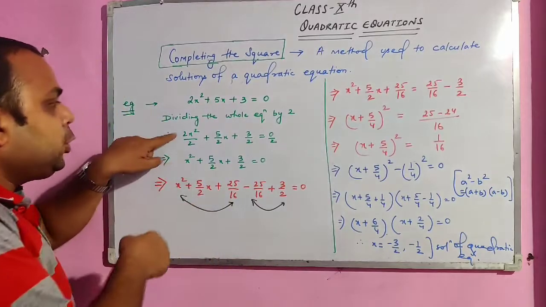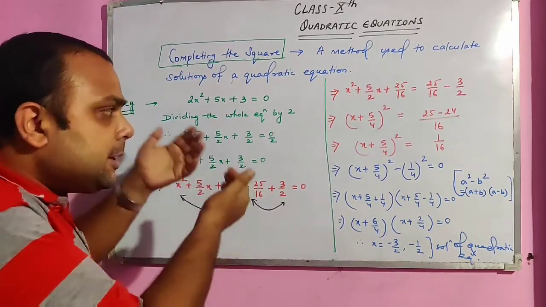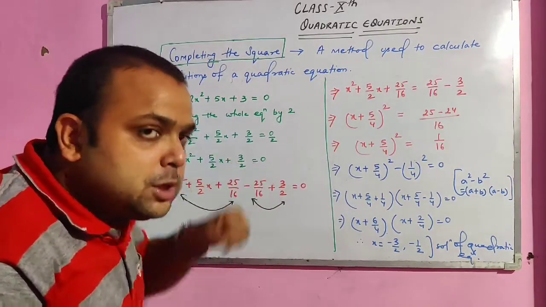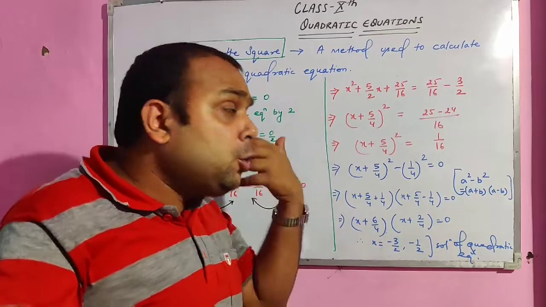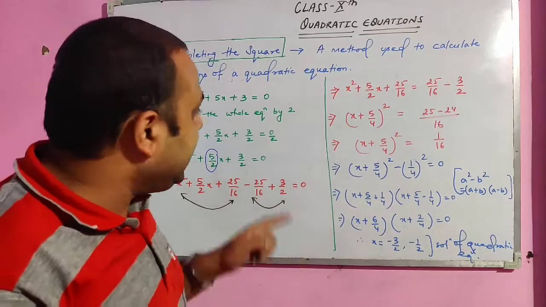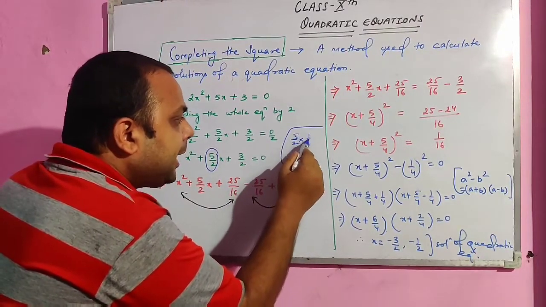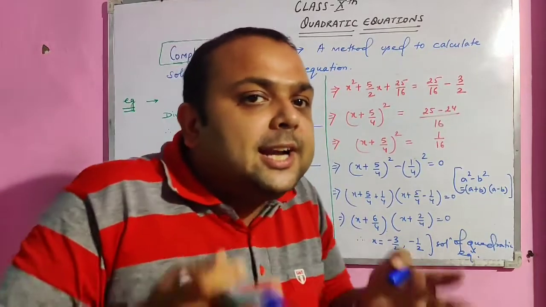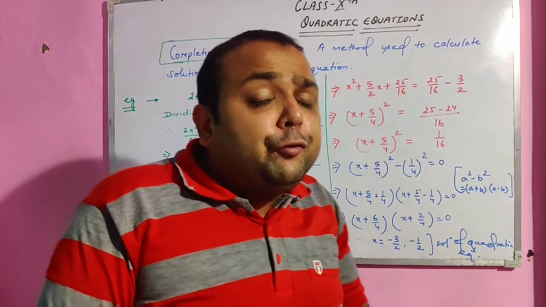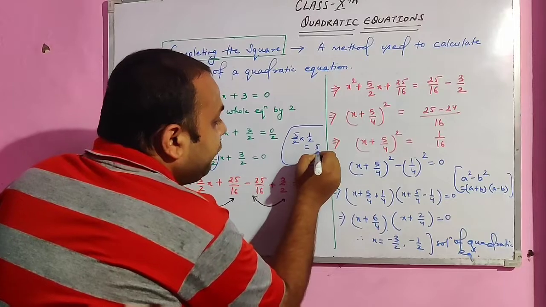So we have divided 2x square by 2, 5x by 2, plus 3 by 2, equal to 0 by 2. Now simplifying it, we get x square plus 5 by 2 x plus 3 by 2 equal to 0. Now see the coefficient of x, it is 5 by 2. 5 by 2 is going to be multiplied by 1 by 2 to make a formula, that is a square plus 2ab plus b square. Every coefficient of x should be multiplied by half. So what we have, 5 by 4.